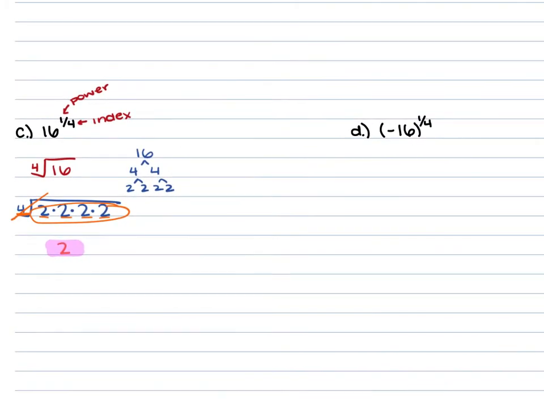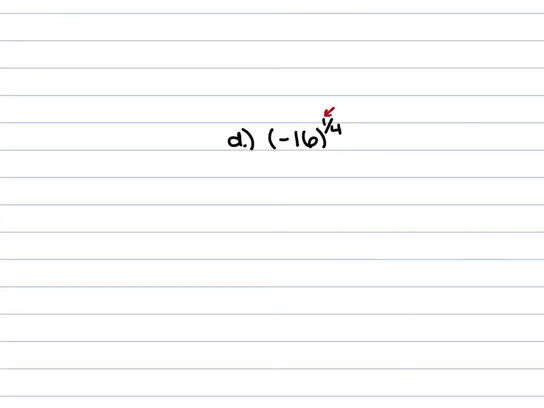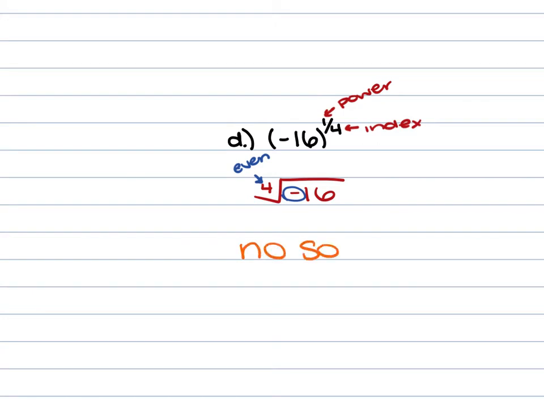For example D, we have negative 16 raised to the power of 1/4. So again, the 1 is our power, the 4 is our index. So this is telling us to take the 4th root of negative 16. Now, we have a negative underneath that radical sign. The index is even. Can we do that? No. In order for us to do the radical of anything that's a negative, our index has to be odd. So because we have a negative underneath there and our index is even, this is automatically no solution.